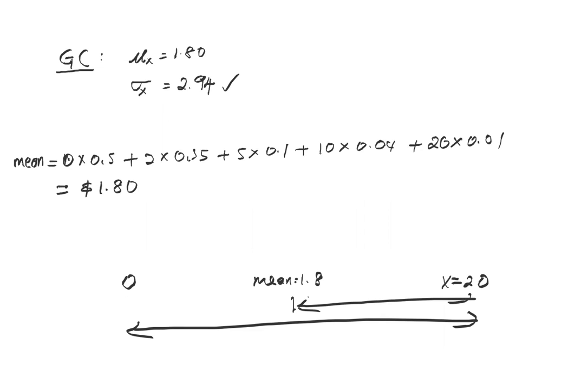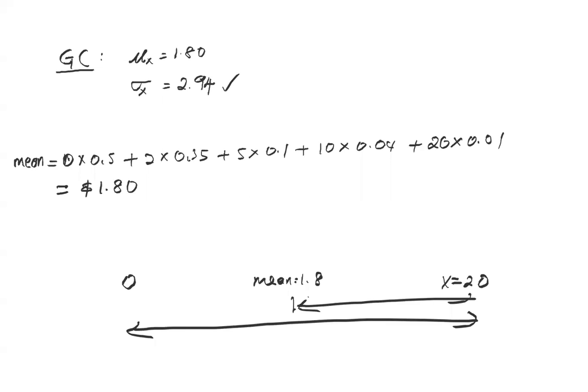Okay, now how do you interpret the mean? Expected. What do you expect? You are playing the game. So what are you expecting from here? That means every time when I play this game, I expect to win $1.8.